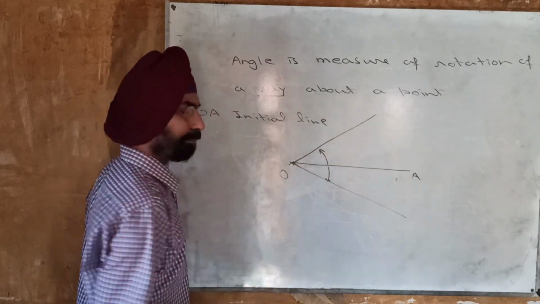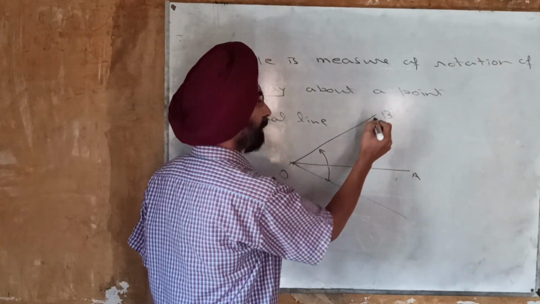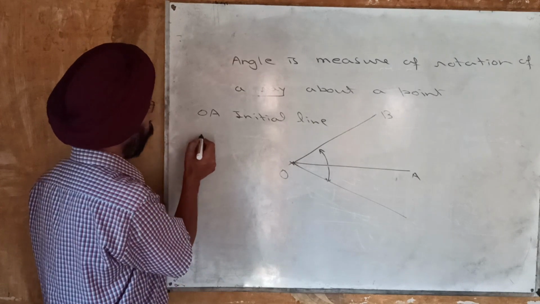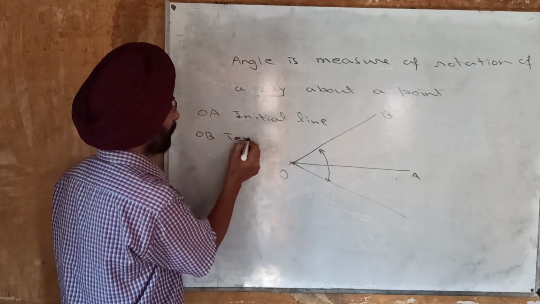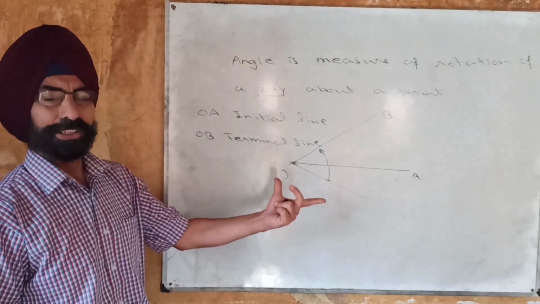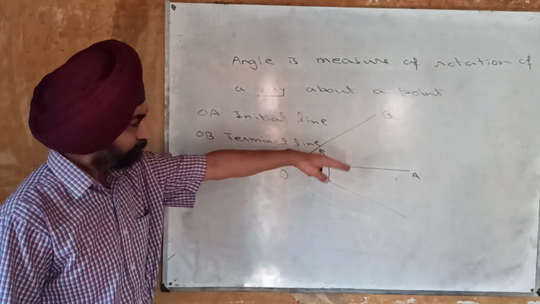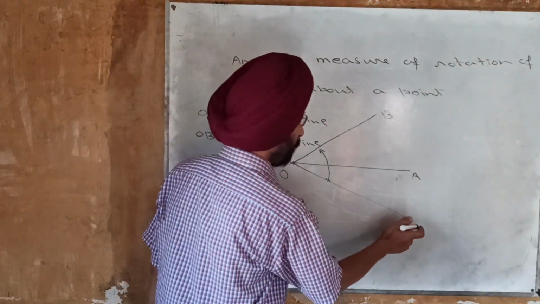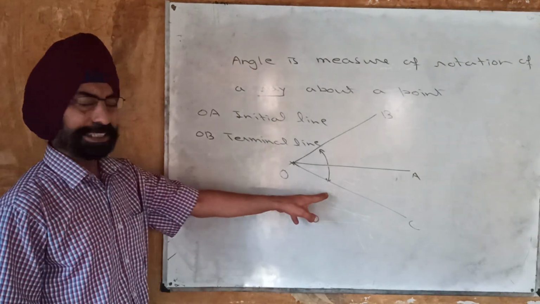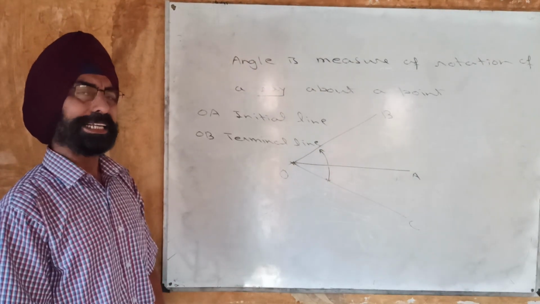If it rotates anti-clockwise, OB will be the final position, and will be called the terminal line. It is the case when the initial line or the ray rotates in anti-clockwise direction. And if it rotates clockwise, the final position may be OC, and OC is also a terminal line. But the angle in this case is negative. Angle in the first case was positive when the ray was rotating anti-clockwise.